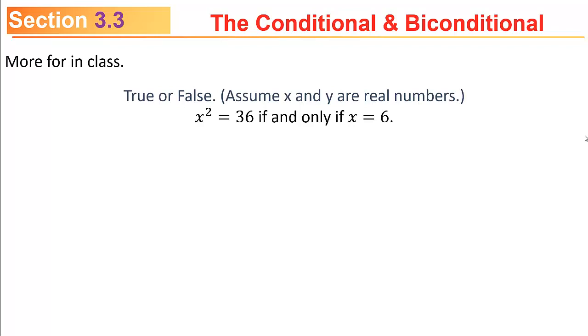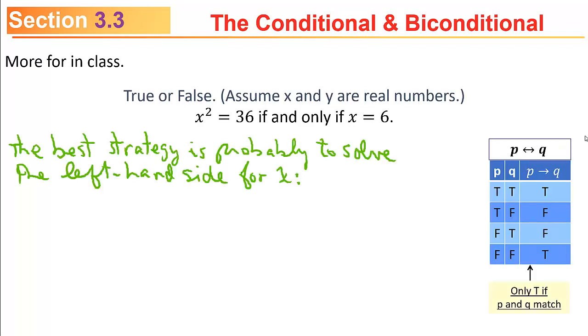X squared is equal to 36 if and only if x equals 6. Again, it's probably best to go ahead and solve for x. Solving for x on the left actually produces two solutions, not just x equals 6, but x equals minus 6. So x can be plus 6 or minus 6 on the left. It has to be 6 on the right to be true. So those two don't have to necessarily match.